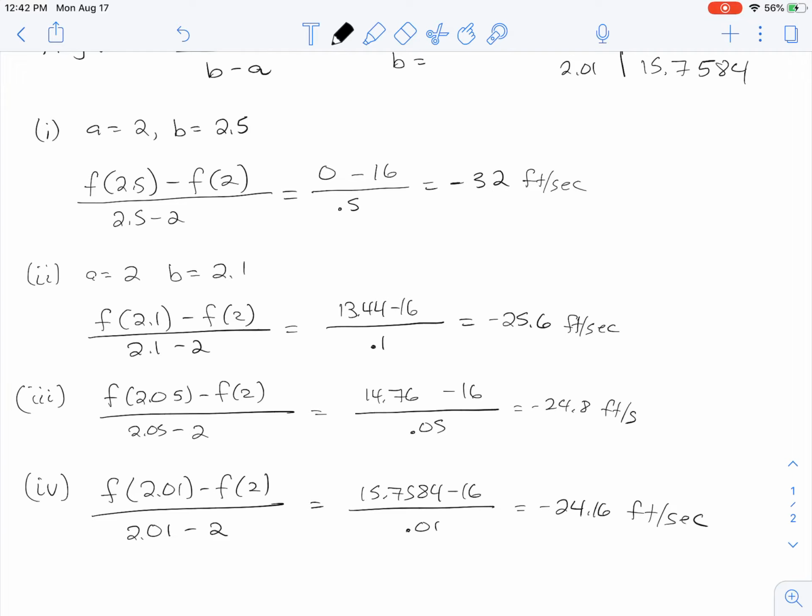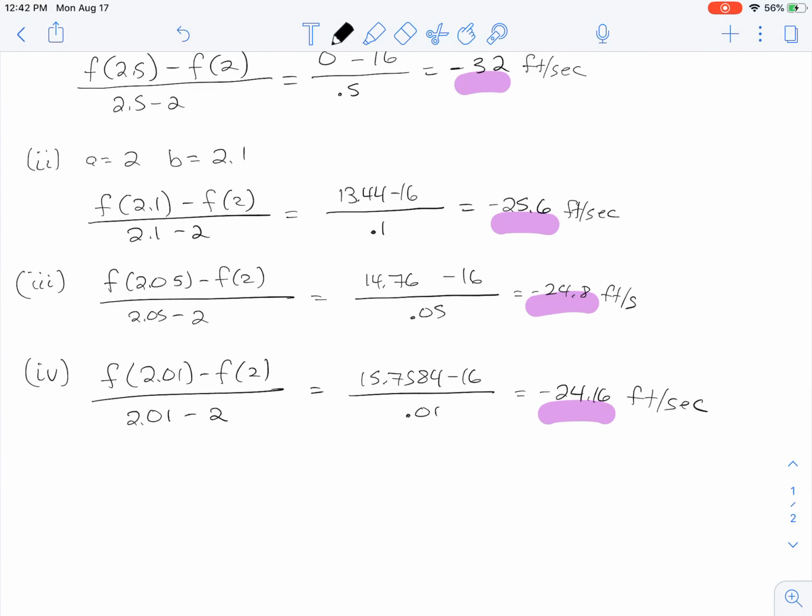It might not be totally obvious what's going on here, because the second part says estimate the instantaneous velocity when t equals 2. What you want to do is look and see, what are these numbers getting closer to? It might not be totally obvious just from looking at these numbers. So let's do one more.